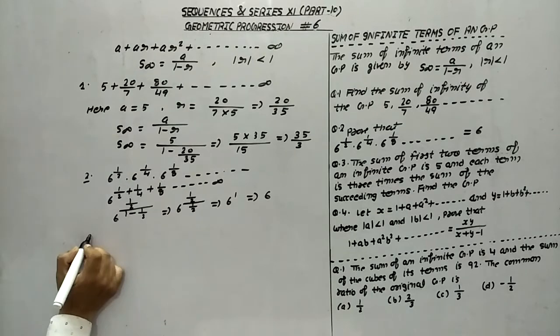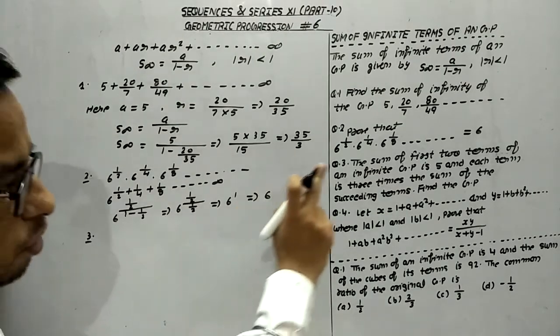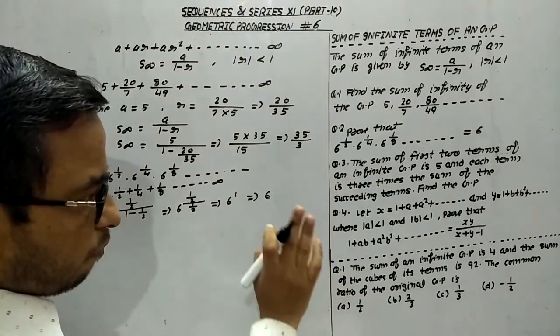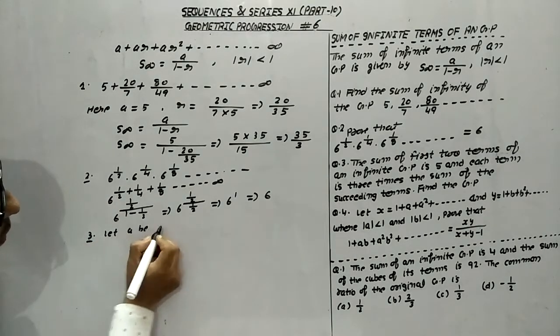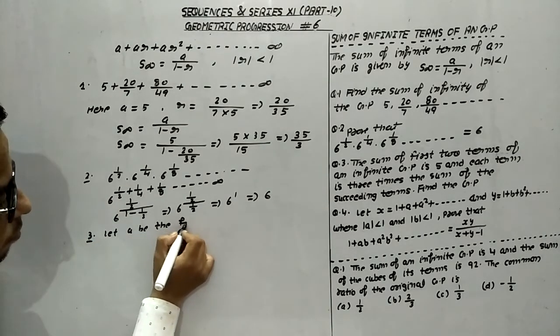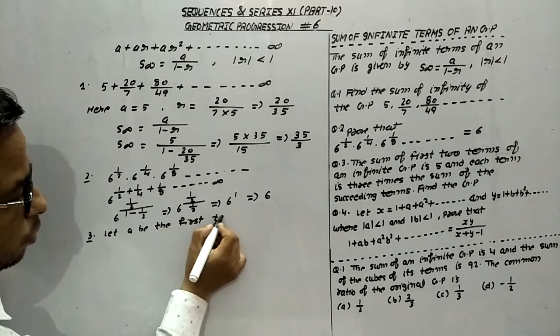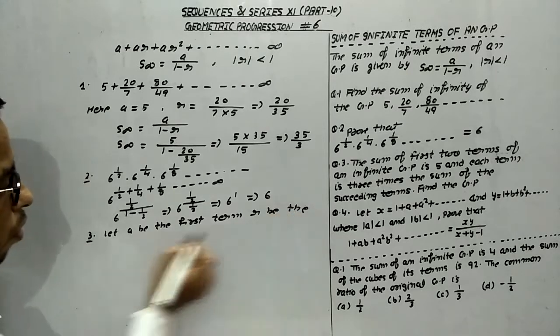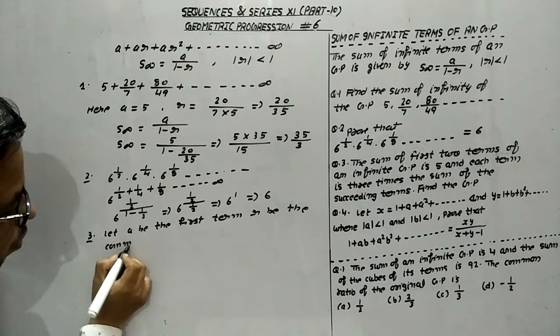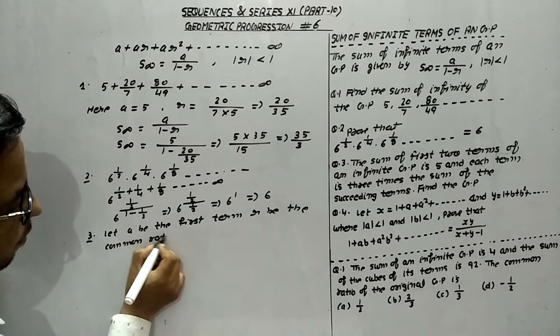Now look at this. For question number 3, the sum of the first two terms of an infinite GP is 5. So first of all, let A be the first term and R be the common ratio of the given GP.